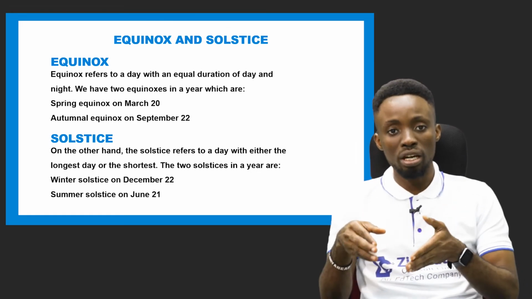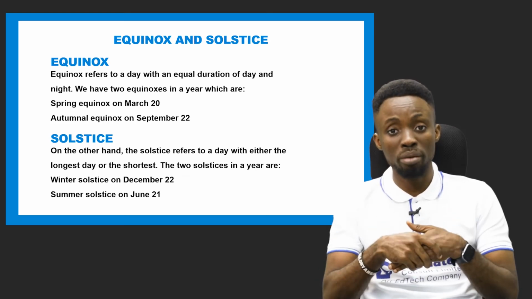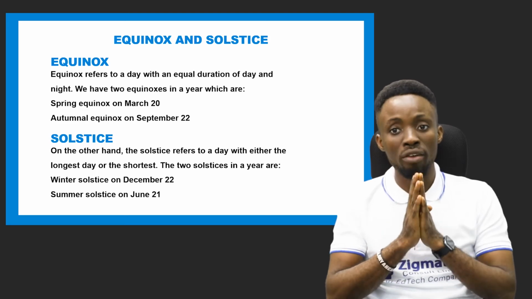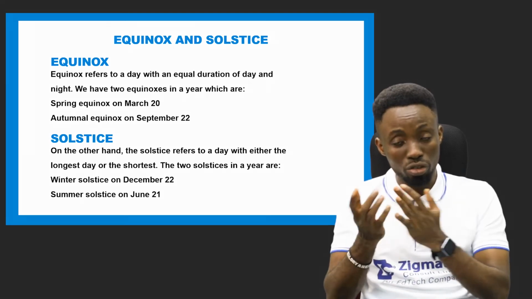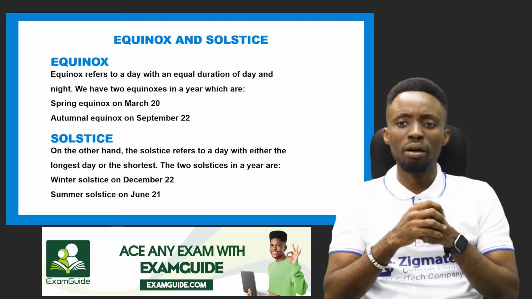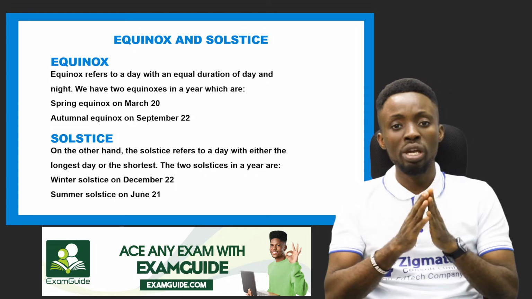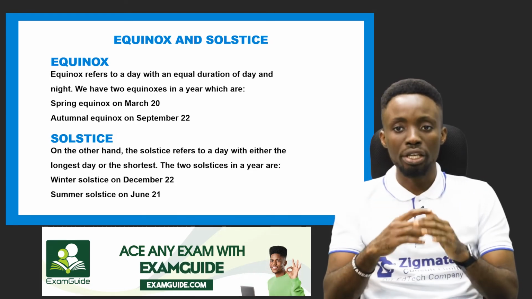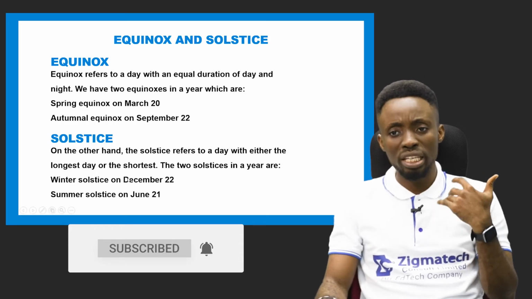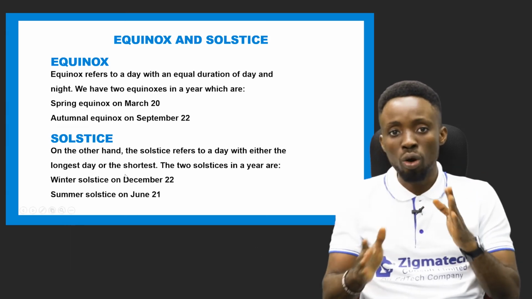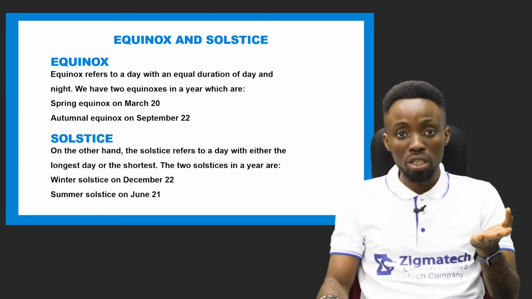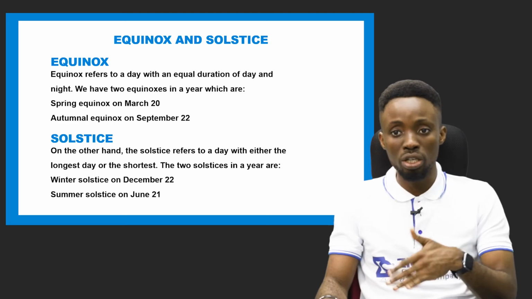Then the second equinox is in the month of September, 22nd of September to be precise, and we call it the autumnal equinox. So we have the spring equinox during the month of March, and the autumn equinox during the month of September. During these periods of the year, we experience equal day and equal night. Then when we talk about solstice, on the other hand, we are talking about a time of the year when we have unequal length of day and night. So we have either a long day, short night, or a short day, long night.